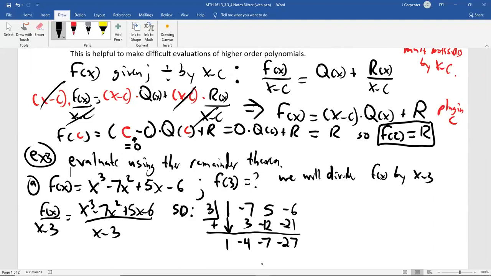Now, I did not ask you to show what this thing becomes. Yes, it would end up being x squared minus 4x minus 7, then a minus 27 over x minus 3, but that wasn't the point of the problem. This wasn't to simplify some division. It was to evaluate a function. This right here is the remainder. This is the answer. F of 3. The remainder we got when we plugged a 3 into the synthetic division was negative 27. So the answer is negative 27.